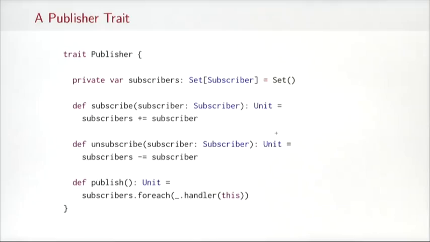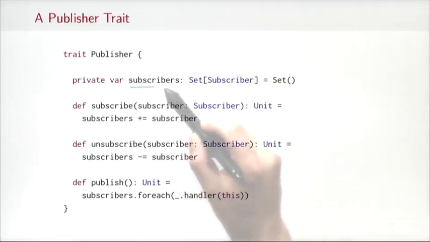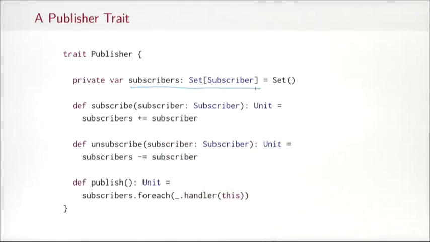So let's see how we could put this into code. Here is a trait for publishers, so it's expected that every publisher would inherit from that trait to gain the functionality of a publisher. What is that functionality? Well, publishers maintain internally a set of subscribers, which you see here. Initially that set is empty. So you can add a new subscriber by calling the subscribe method of a publisher, which simply announces a given subscriber. That's another trait which we will see next.